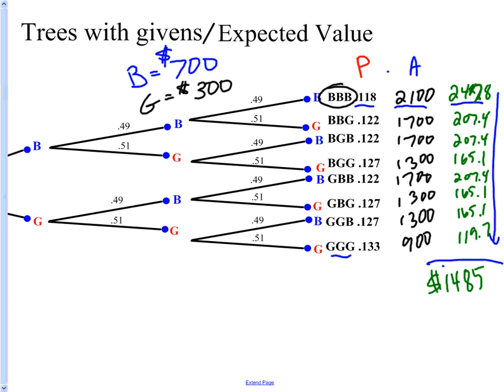Okay, so we did our probability times our amount, and we got this, and now we're supposed to add them all up. So we added them all up, and we got $1,485. What in the heck does that mean?